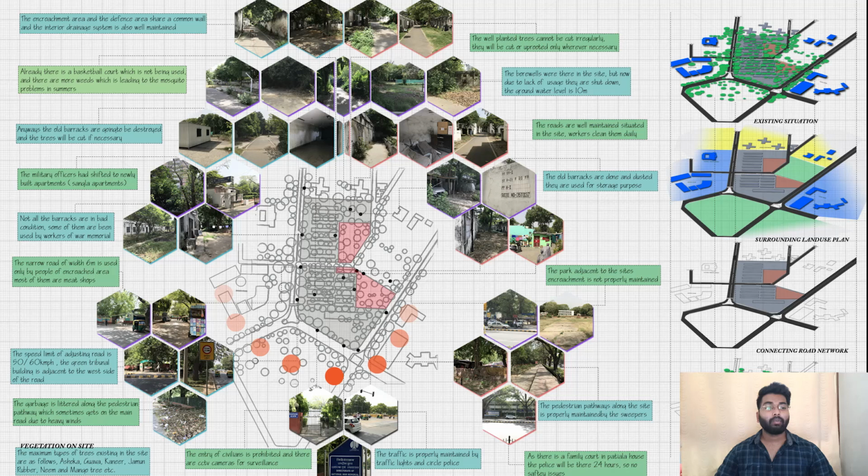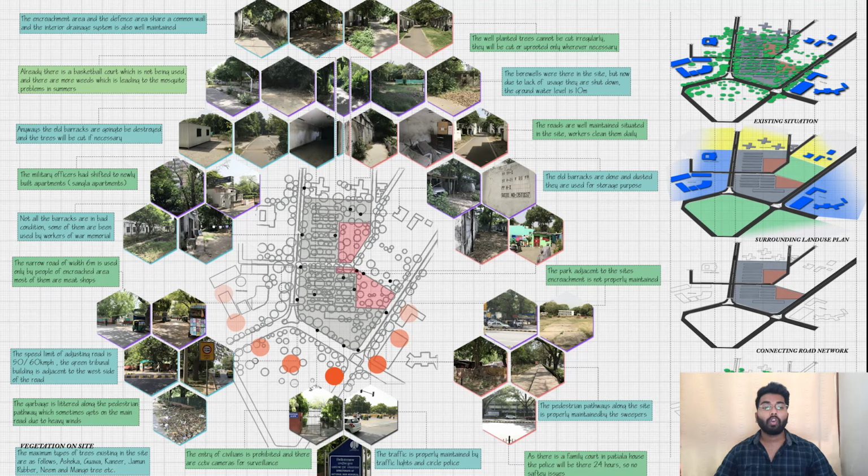The second one is the surrounding land use plan. The green part highlights the landscaped area, the blue part highlights the institutional area, and the yellow part highlights the residential area. And the third axonometric view is the connecting road network.